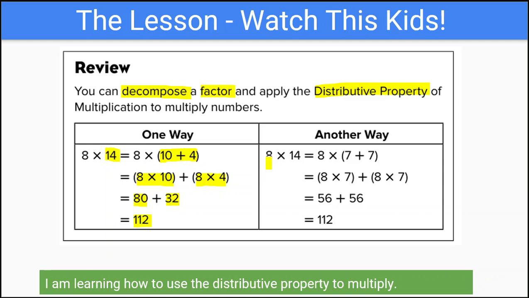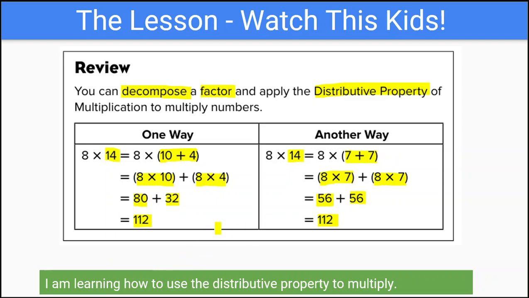You've got the same basic problem first, 8 times 14. There's the 14 again. But this time they broke it up into 7 plus 7. You could do that. It doesn't matter how you break it up. Then they went 8 times 7, that was the first 7, plus 8 times 7, that was the second 7. 8 times 7 is 56, and 8 times 7 is 56. If you add the two of those together, you get 112, just like you got over here. It doesn't matter how you break those numbers apart. You can use the distributive property and still get the correct product.